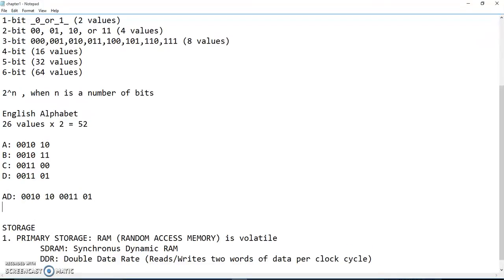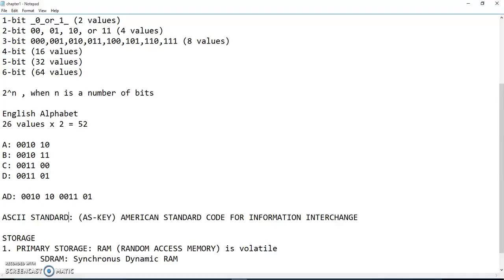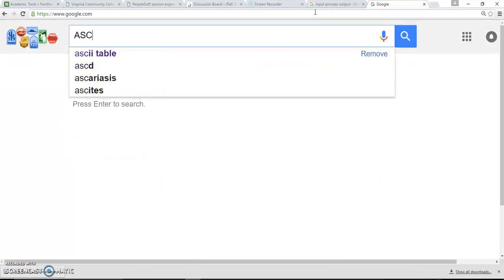I will use the ASCII standard first. We have ASCII. You pronounce it ASCII, right? It stands for American Standard Code for Information Interchange. Okay, we are going to use this ASCII standard. Now let's take a look at the ASCII table.